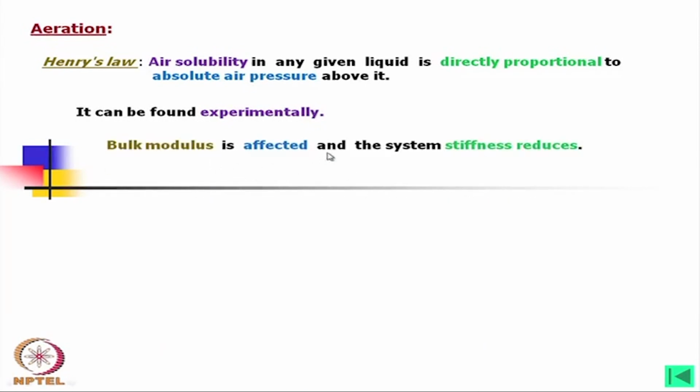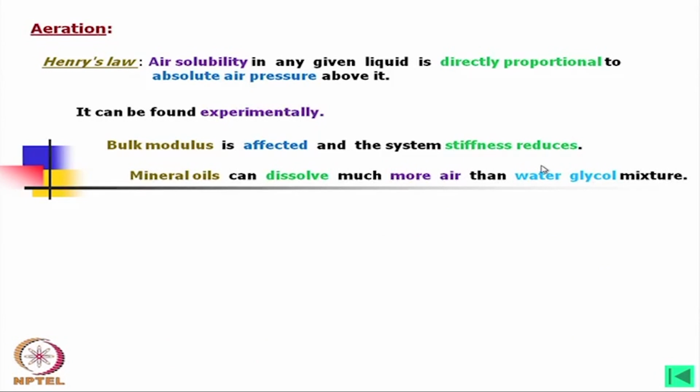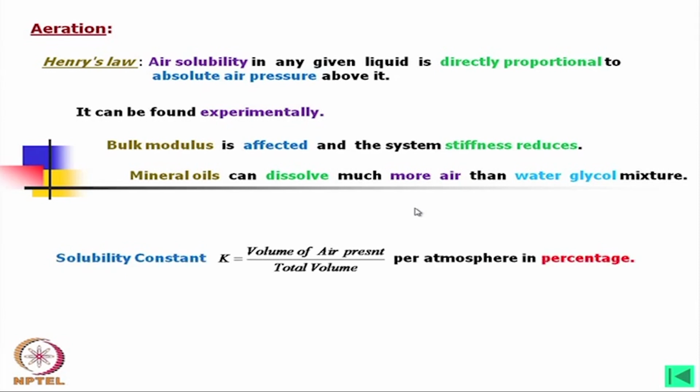Bulk modulus is affected and the system stiffness reduces with aeration. Mineral oils can dissolve much more air than water glycol mixture. This means that mineral oil will have more dissolved air inside. Now, the solubility constant K is given by the volume of air present divided by the total volume per atmosphere, in percentage.